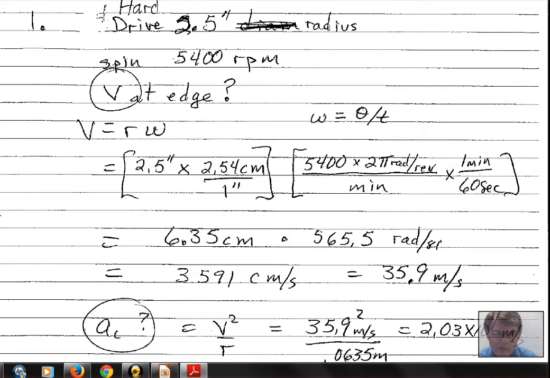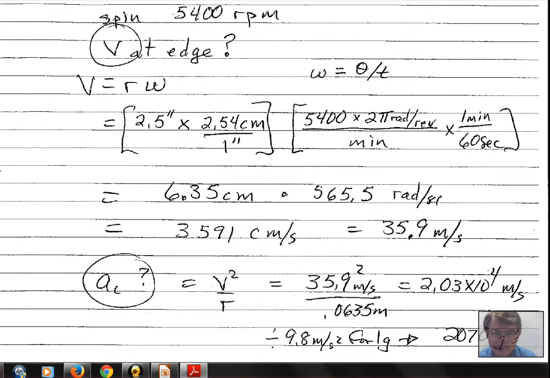We're ready now to calculate the centripetal acceleration. The radius of the circle, here's our 6.35 centimeters. Again, converting that to meters, I have to shift 2 decimal places to have meters rather than centimeters. We have to square the velocity. The centripetal acceleration is v squared divided by r. And we come up with 2.03 times 10 to the 4th meters per second.